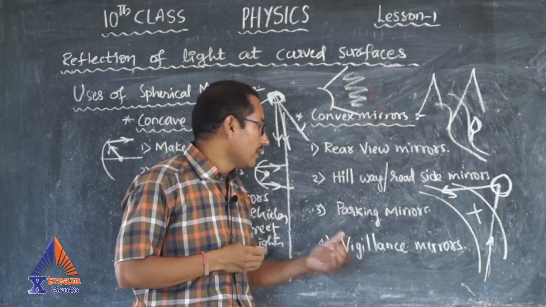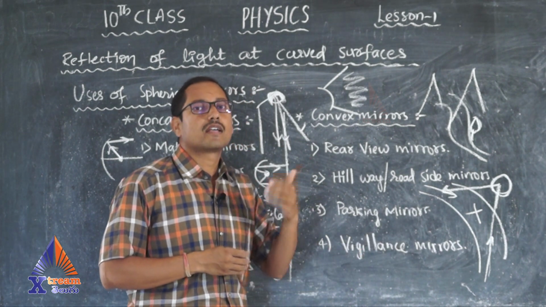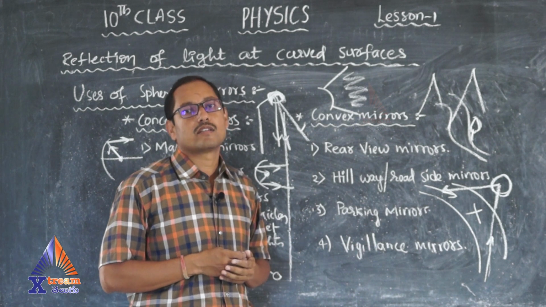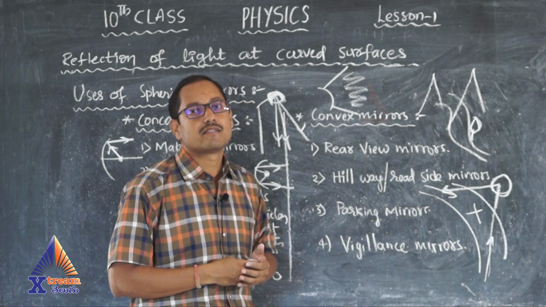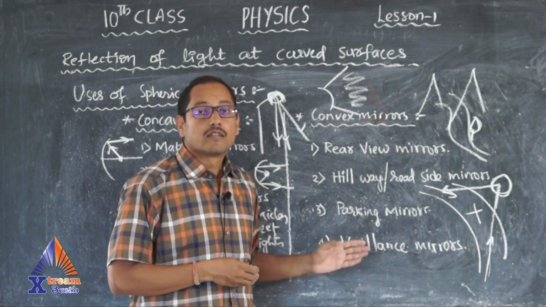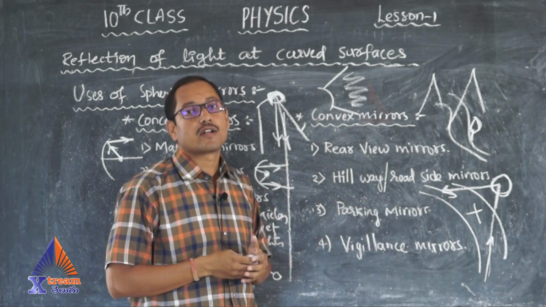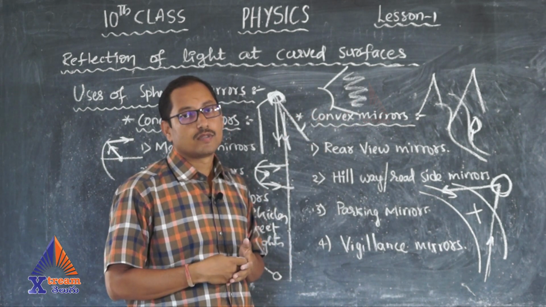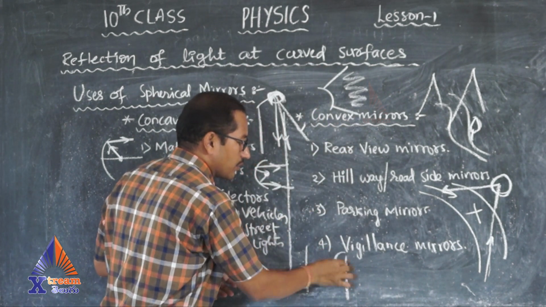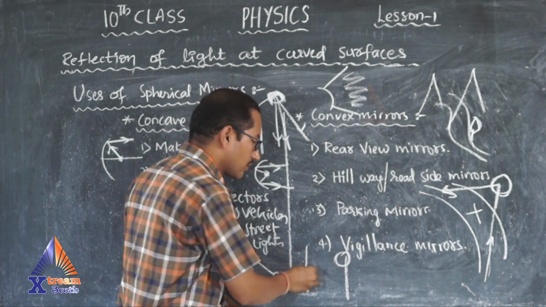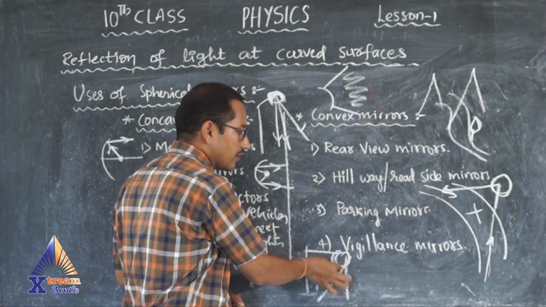Vigilance mirrors. Once upon a time these mirrors were used in any of the big shops. Now they have been replaced by CCTV cameras. These mirrors used to be fixed in front of the shopkeeper in such a way that if this mirror is kept in front of the shopkeeper's seat, he used to see the total shop in this mirror.